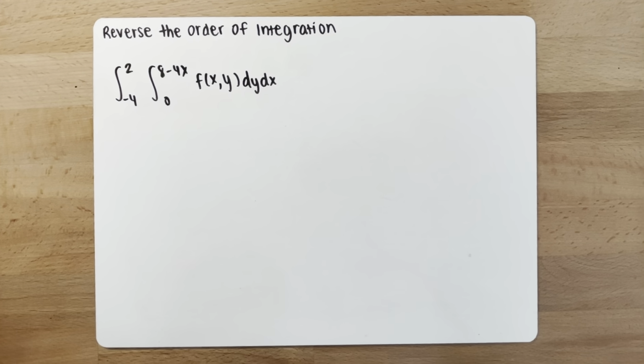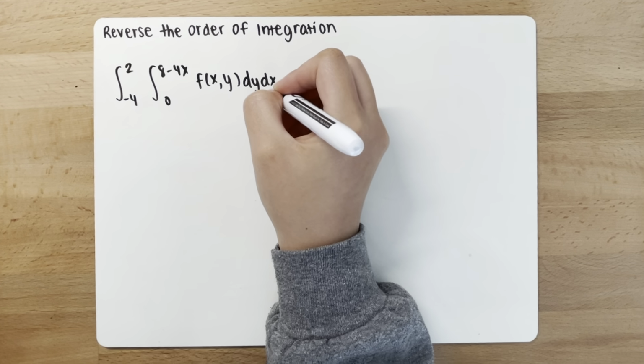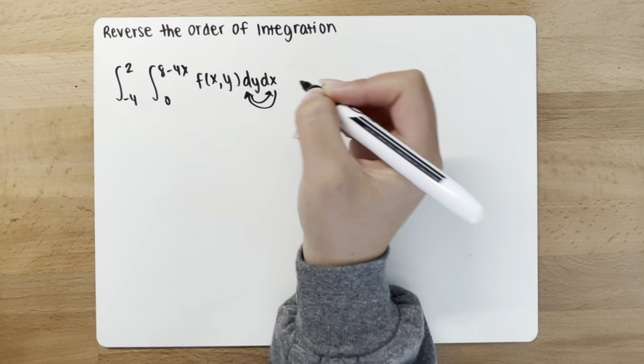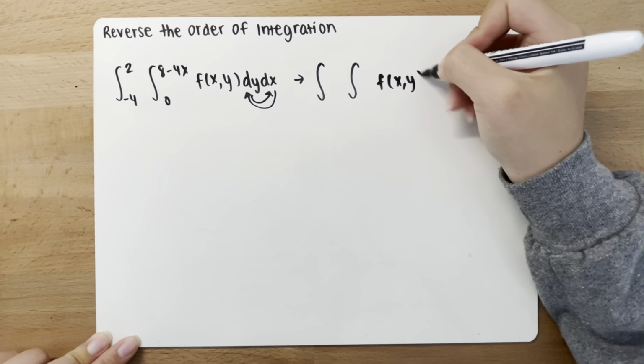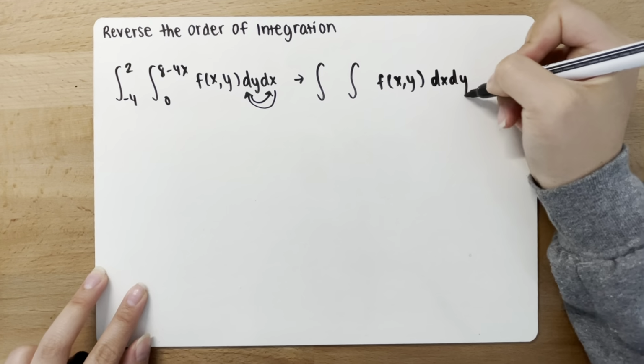In this video, we'll be reversing the order of integration. So we have a double integral right here. We want to reverse dx and dy. Therefore, we're going to have a double integral with f(x, y). Instead of dy dx, this time it will be dx dy.